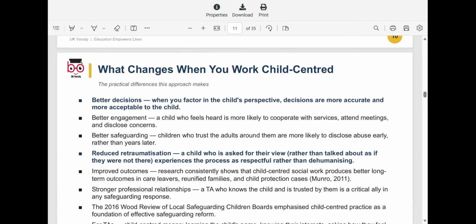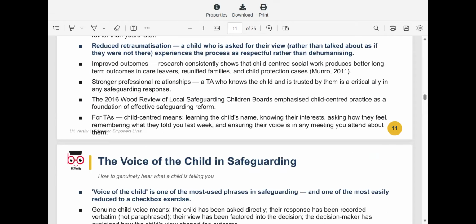What changes when your child-centered approach works? A child-centered approach looks at listening to the children's voice. There are better decisions in place. You are taking into account the child's factors, what they are saying. You are listening to them. It's really important that the child feels that they are being listened to. There's a meaningful consultation with the child, and it's all child-led. This also improves outcomes as well.